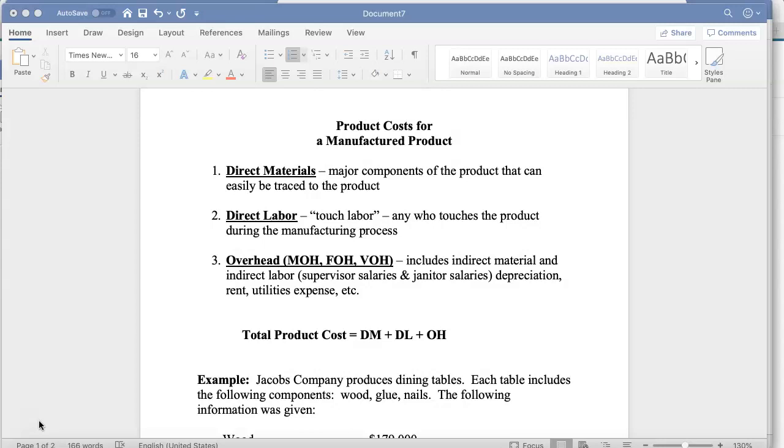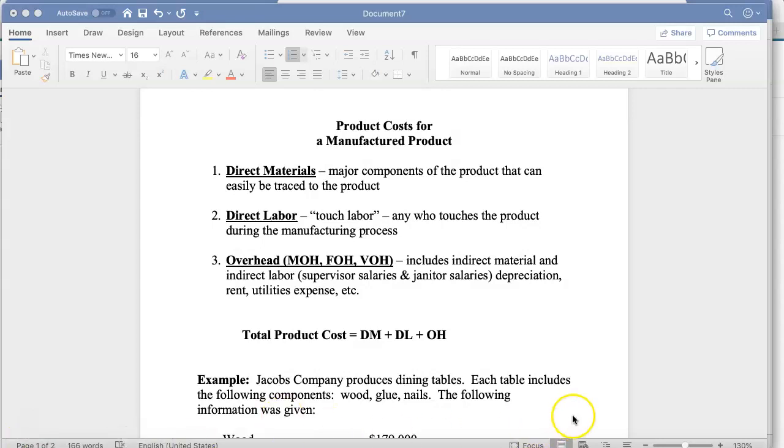So indirect material could include maybe glue that might be used, or wood that's kind of insignificant, and it would cost us more to determine the amount of cost than it would benefit us. So we really wouldn't determine that as being a direct material, it would just be indirect. So here's the formula for total product cost, and that is direct material plus direct labor plus overhead.